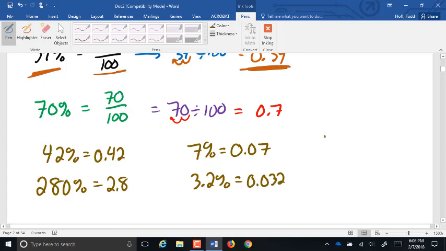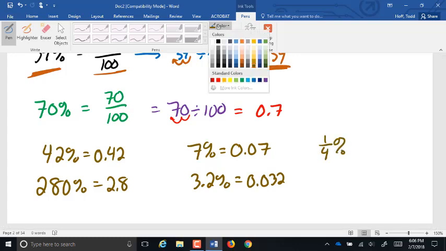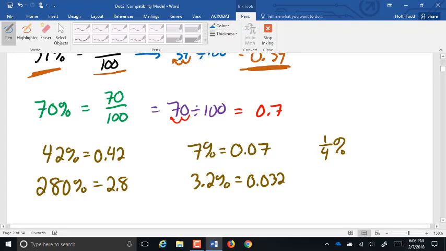How about, this is the one I usually catch people on, 0.25%. There you go. 0.0025. Well, 1/4 is 0.25, right? That's still a percent. To convert it from a percent into a decimal, that's 0.25 over 100. So you divide out the 100, it moves the decimal point 2 more spots.